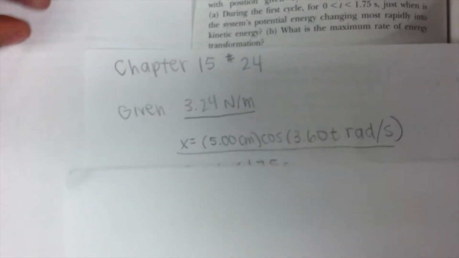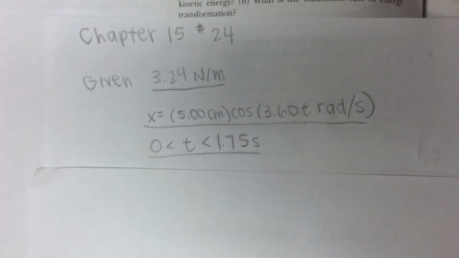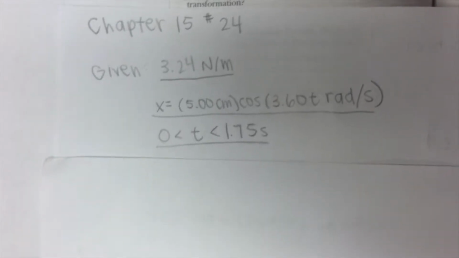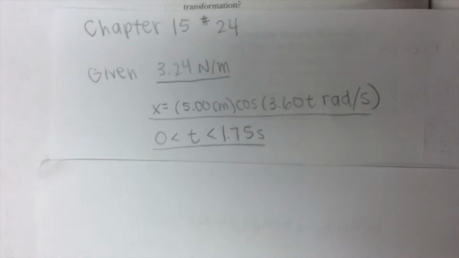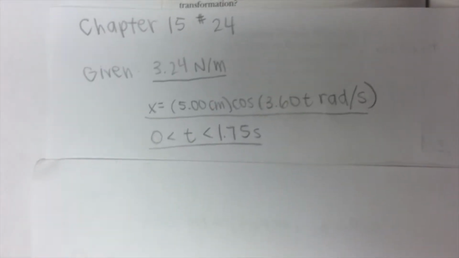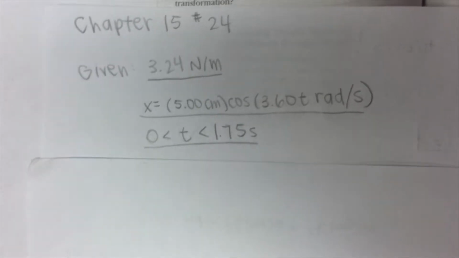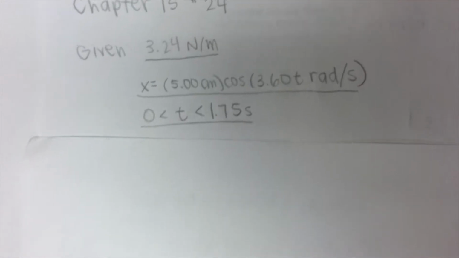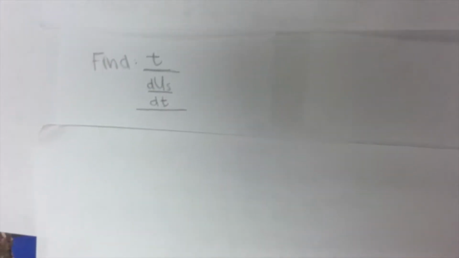Now, first we want to list our givens. Our givens are 3.24 newtons per meter. That's the k value of the spring. We are given that x equals 5 centimeters cosine of 3.6 t radians per second. That's the position formula for the spring. And we're given the time between 0 and 1.75 seconds. So what we want to find is the t where the potential energy is changing most rapidly, and we want to find the derivative of the potential energy.